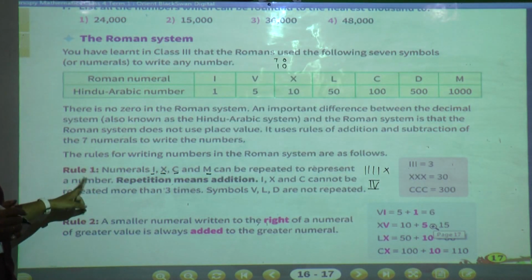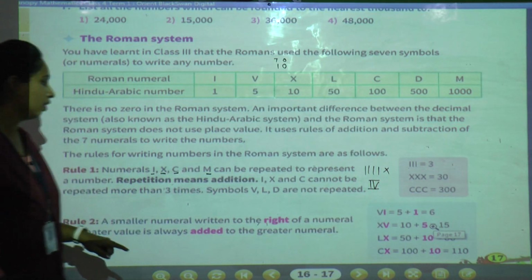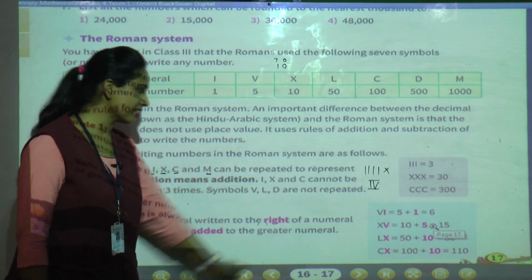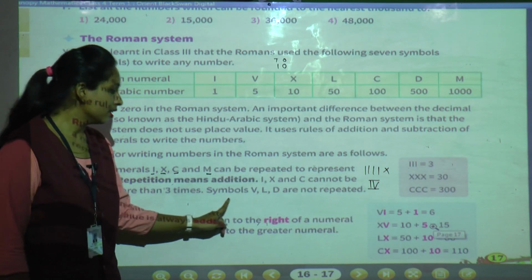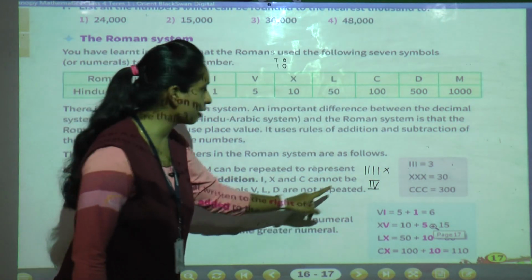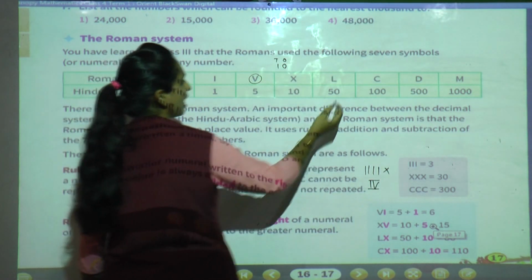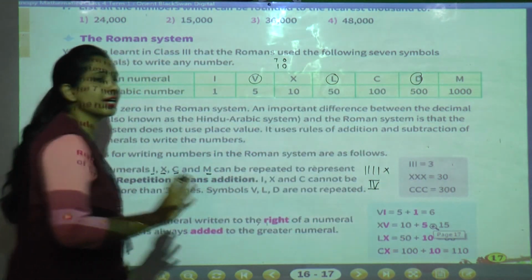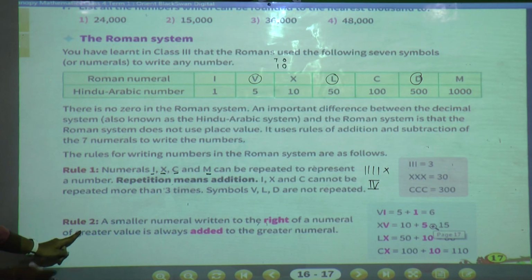So which alphabets can we repeat in Roman? I, X, C and M. So repetition means addition. I, X and C cannot be repeated more than 3 times, as I just told you. Now the symbols V, L, D are not repeated. Which ones? V represents 5, L is 50 and D is 500. These alphabets are not repeated.